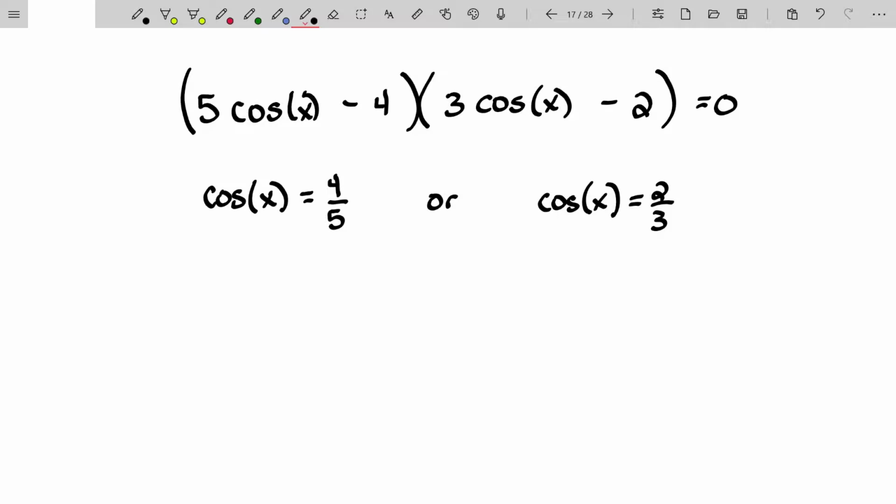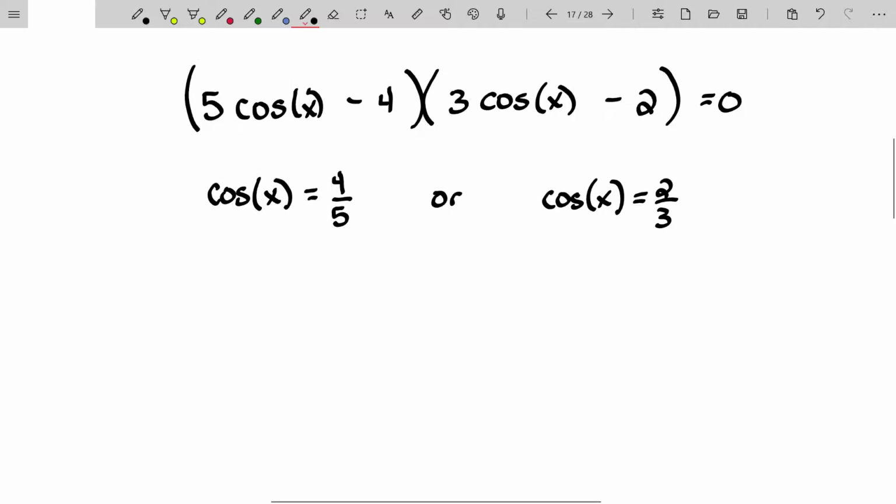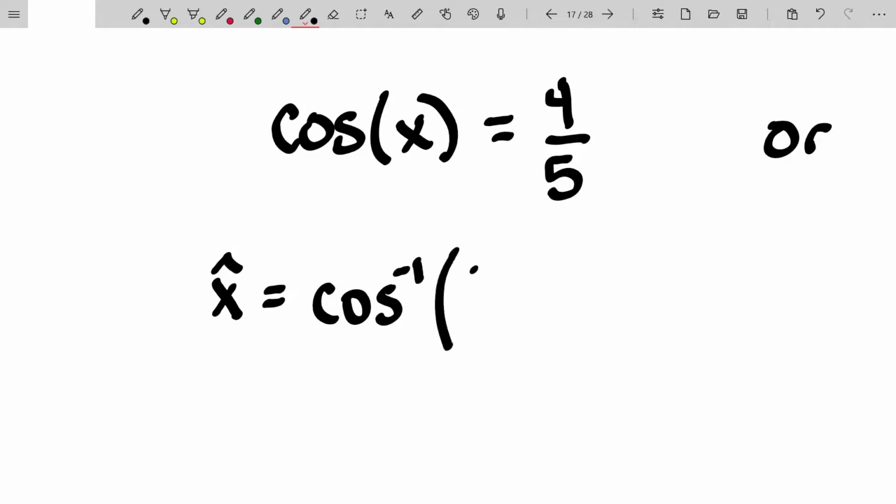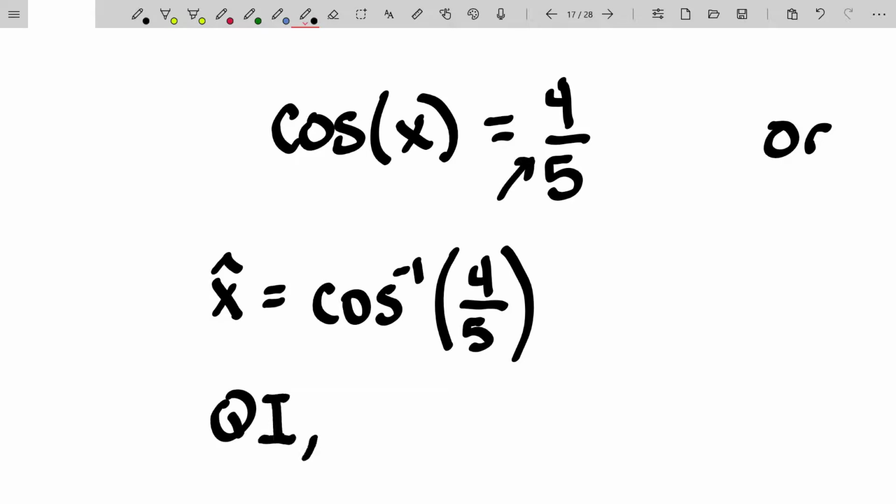So these are not special trig ratios. And since they're not special trig ratios, we have to grab a calculator. And remember what I said about grabbing a calculator. When you grab a calculator, you're not finding the angle, you're finding the reference angle. So the reference angle is the cosine inverse, in this case, of 4/5. And we know our quadrants, where cosine is positive, are going to be quadrants 1 and 4.